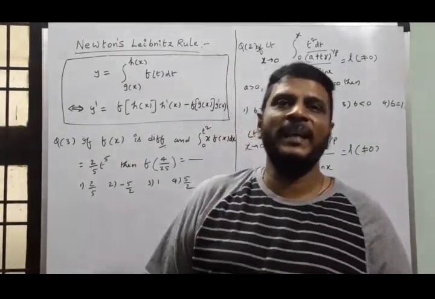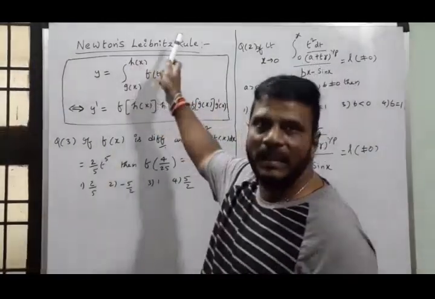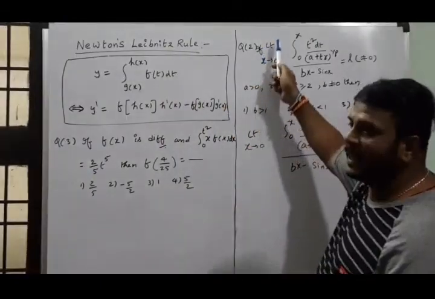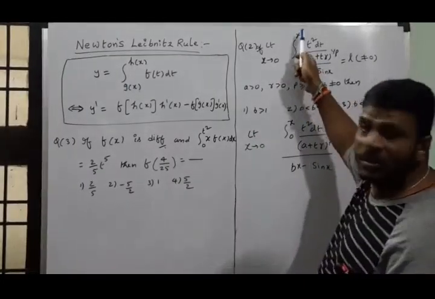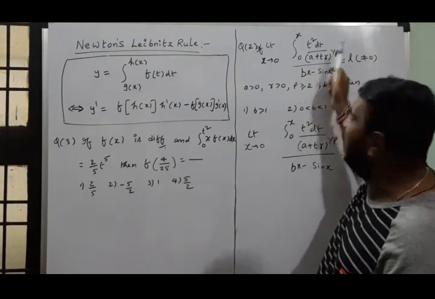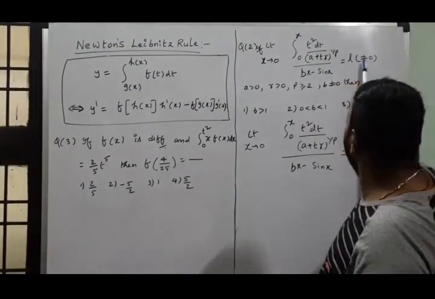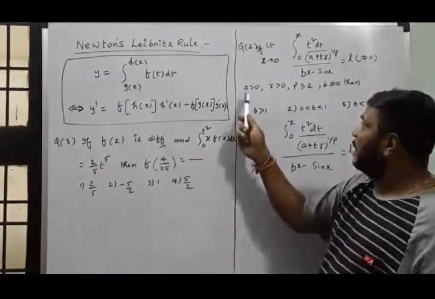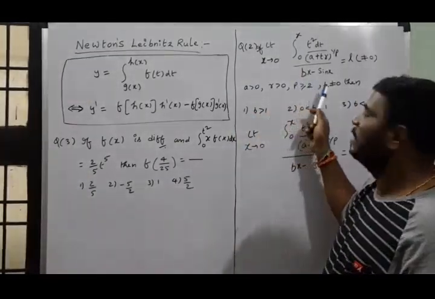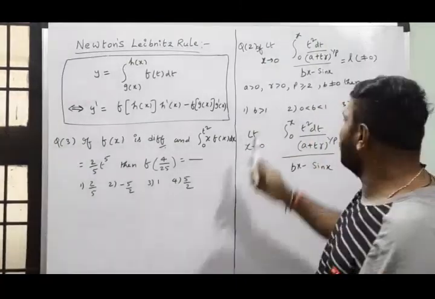Now I am going to explain the second question by using the Newton-Leibniz rule. So what is the question here? What is given? If limit x tends to 0, integral 0 to x of (t square dt) by (a plus t^r)^(1/p), whole divided by bx minus sin x is equal to L, where L is not equal to 0. And also given that a is a positive real number, r is a positive real number, p is greater than or equal to 2 and p is not equal to 0, then you have to select the correct option.